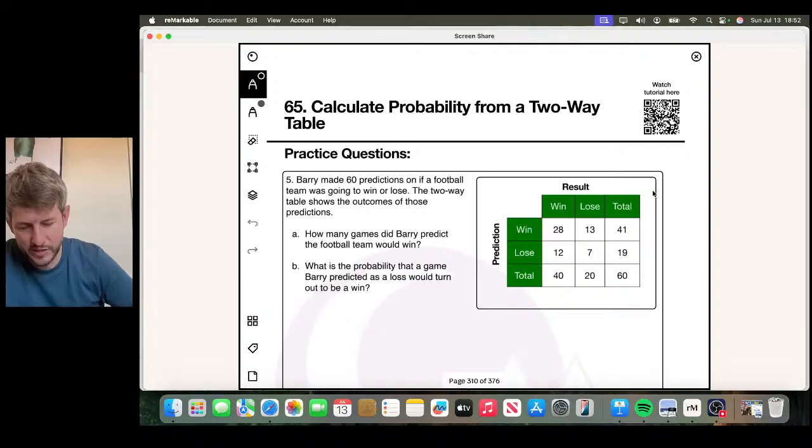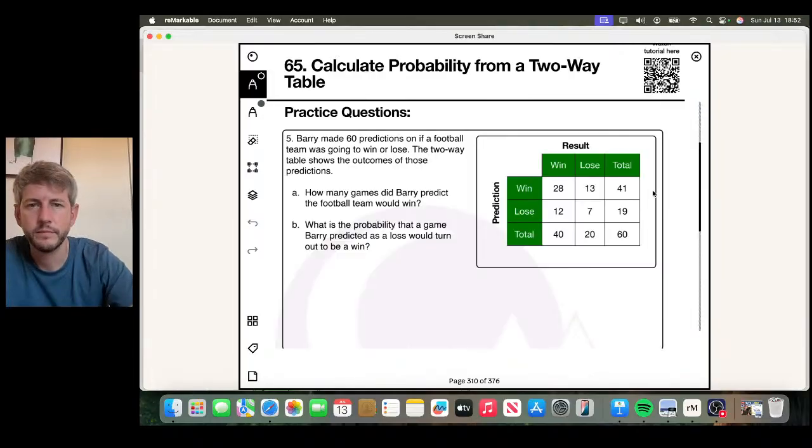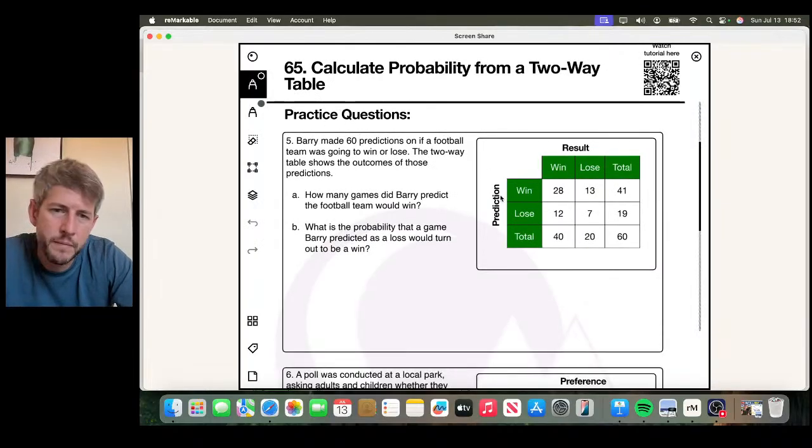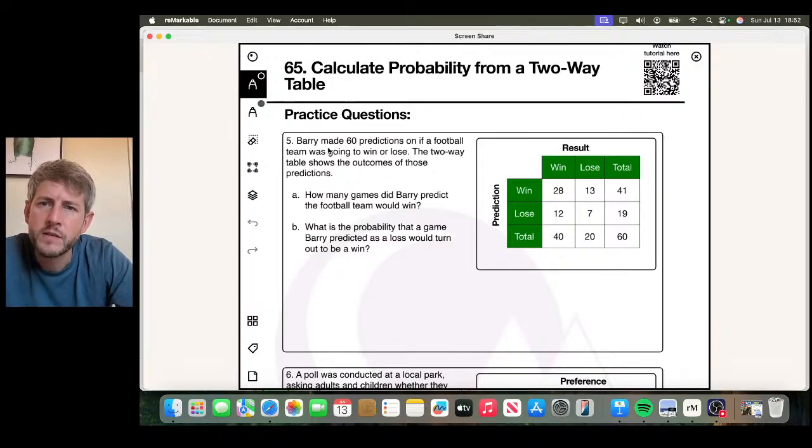Right, let's have a look at question 5. And then we might mark these and then do the other 10. So Barry made 60 predictions on if a football team was going to win or lose. The two-way table shows the outcomes of those predictions. A. How many games did Barry predict the football team would win? Okay, so here we go. So these 28. Yeah, so 28 games.